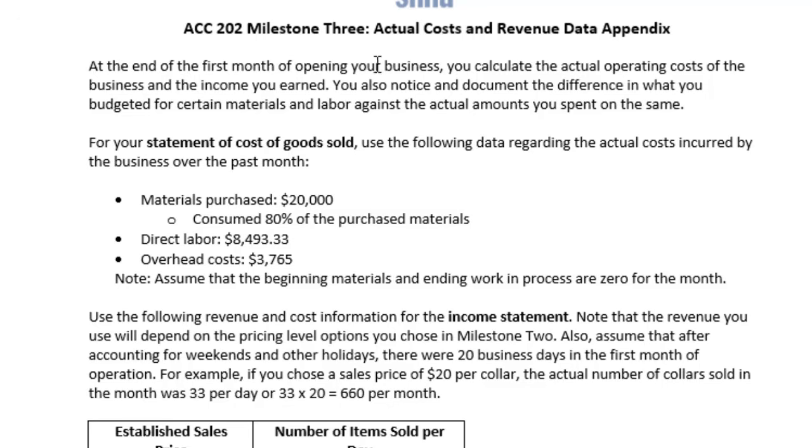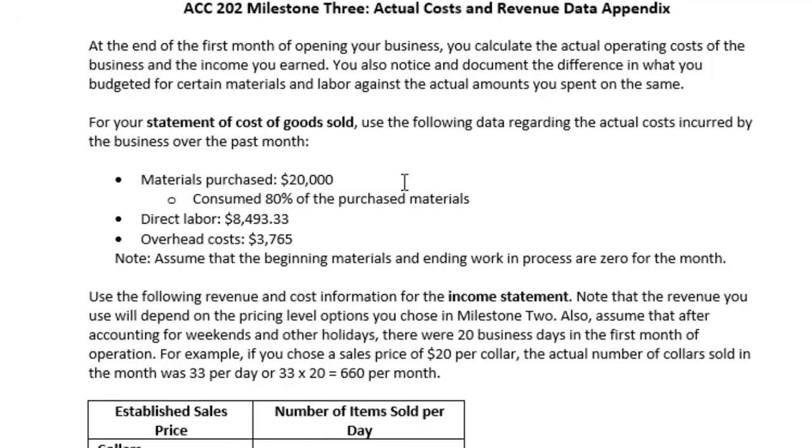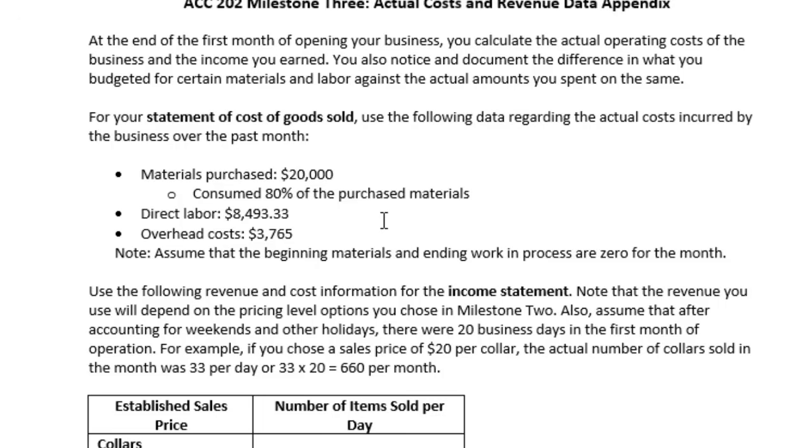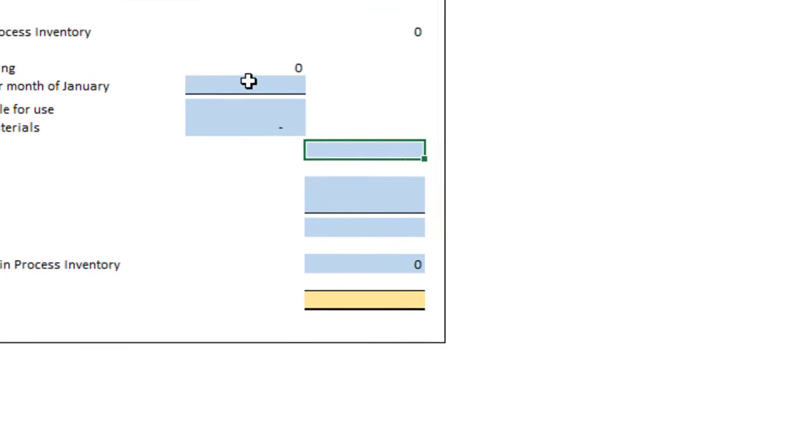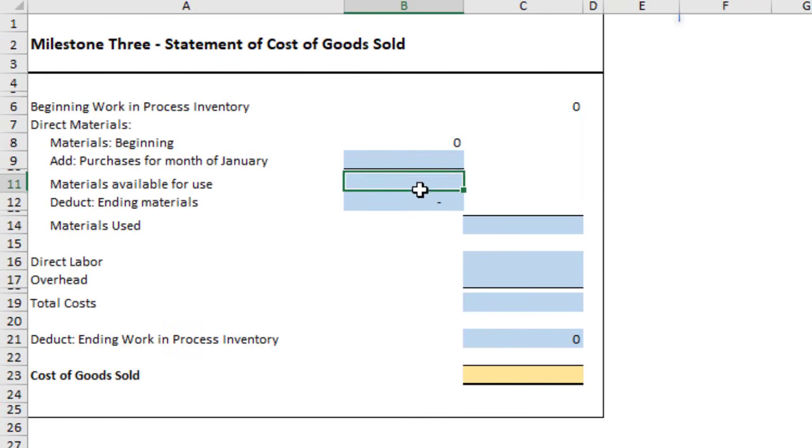As you can see here on the information that's provided in that data appendix, here's the information for the cost of goods sold. It tells you the materials purchased, consumed, direct labor, and overhead cost. And it says assume the beginning and ending work in processes are zeros. Materials purchased, that was provided. Then if you add up these other two, and remember you have to use calculations to do this, or show your calculations in order to get full credit.